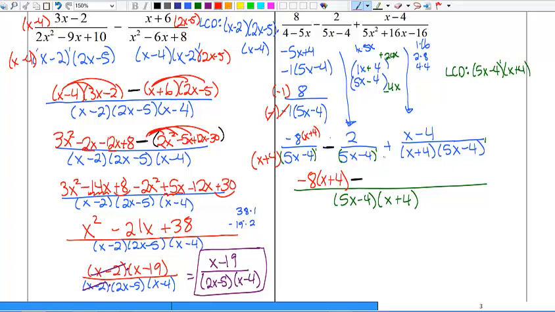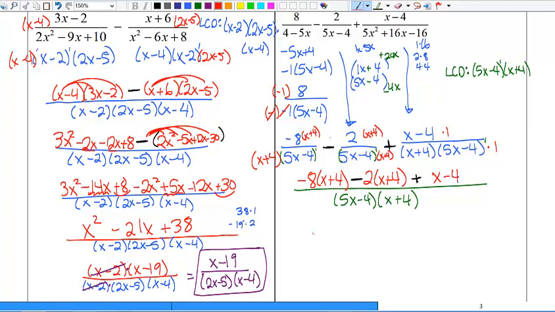On the next fraction, I have 5x minus 4, but I need x plus 4. So I'm going to multiply by x plus 4 here. You do it to the numerator and the denominator equally. The next operation is plus, so I'm going to put a plus right there. And the third denominator has the x plus 4, and it has the 5x minus 4. There's nothing missing here, so you can multiply by 1 or basically just bring it down.